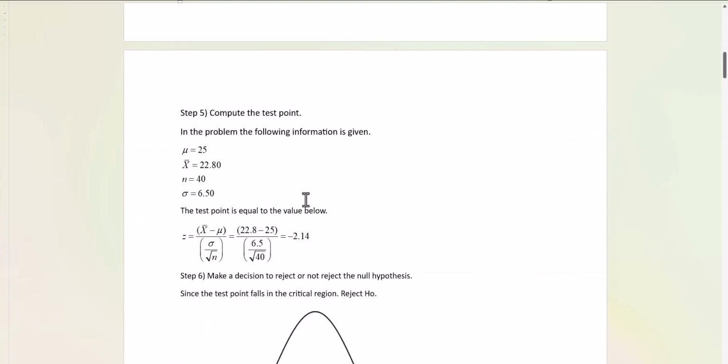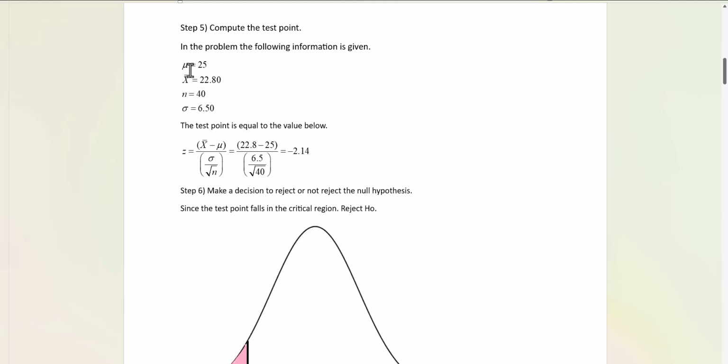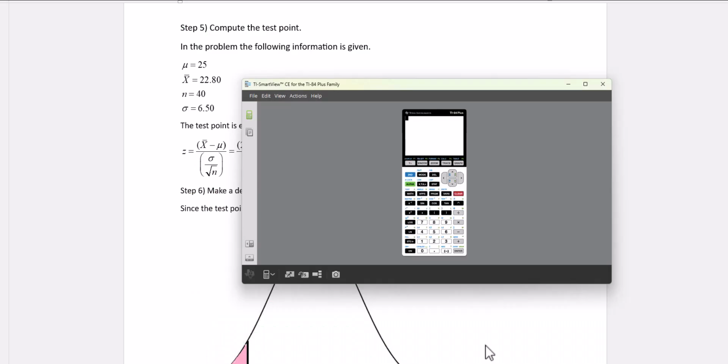Now we need to calculate the test point. The population mean is 25. Sample mean is 22.80. Sample size is 40. Population standard deviation is 6.50. We plug it into our equation.